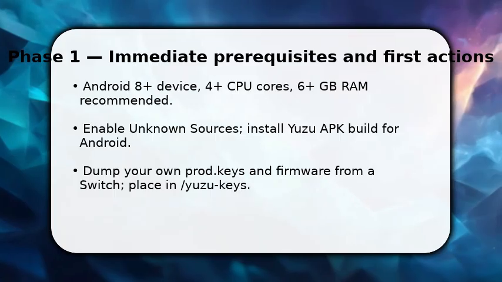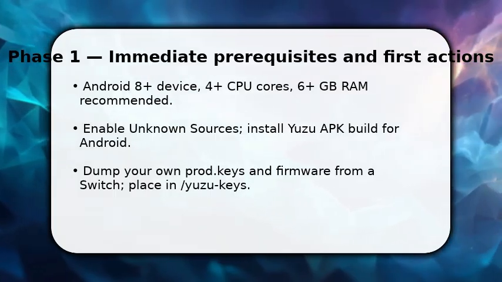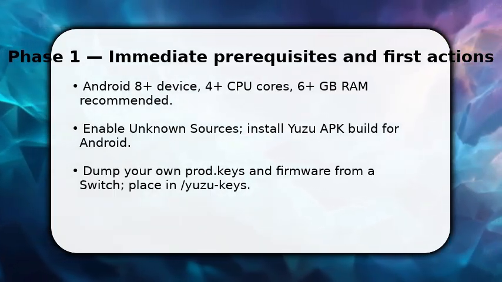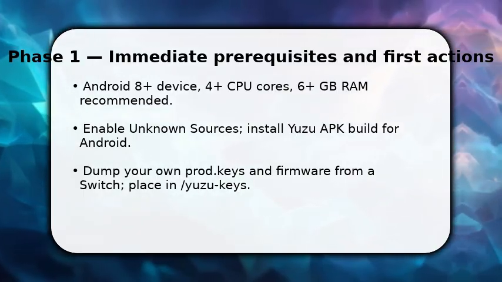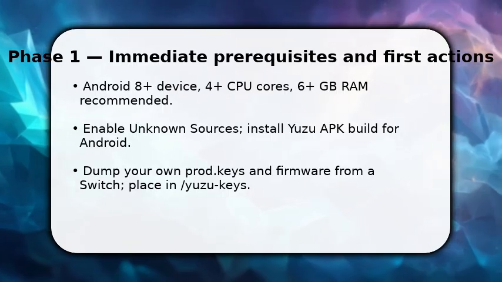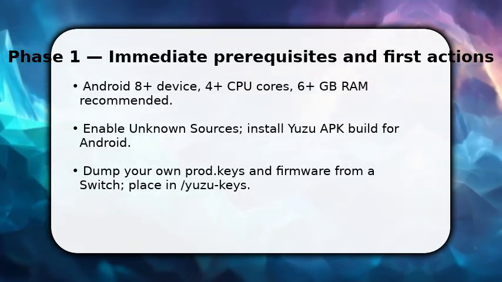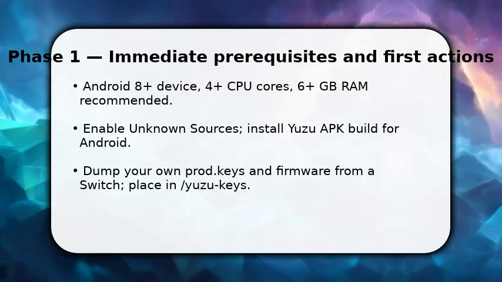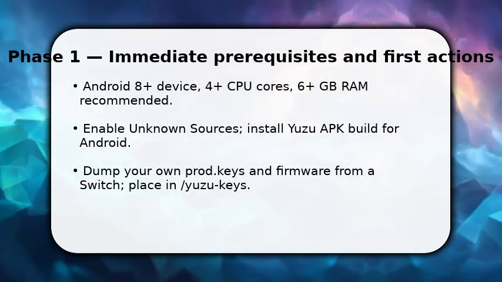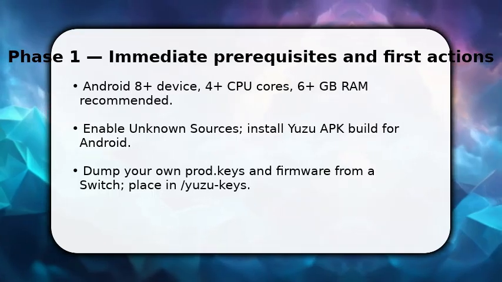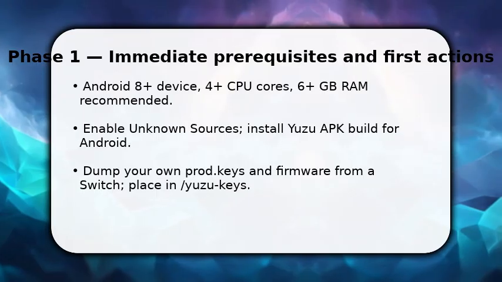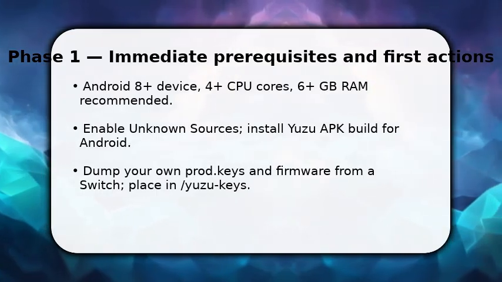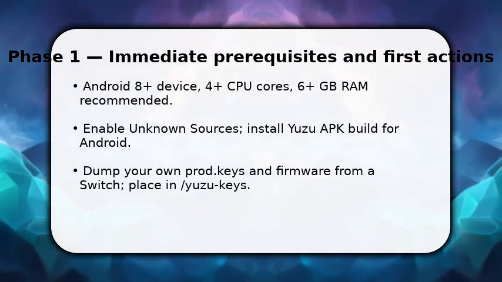You need a capable phone and the right files. Start installing now. Enable unknown sources, then sideload the Yuzu Android APK. This gives you the app binary. Once done, copy your own prod.keys and firmware into the /Yuzu/keys folder so the emulator can decrypt titles. Make sure storage permissions are granted, otherwise the app won't see files. You're not skipping setup. This is the essential bridge between installation and actually loading games, so do this carefully now.